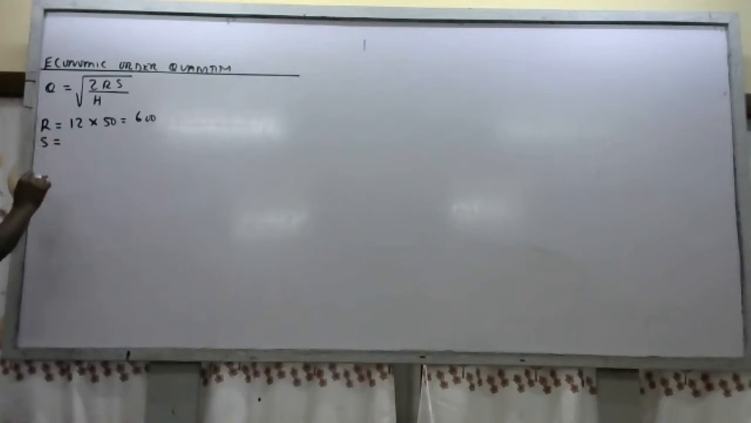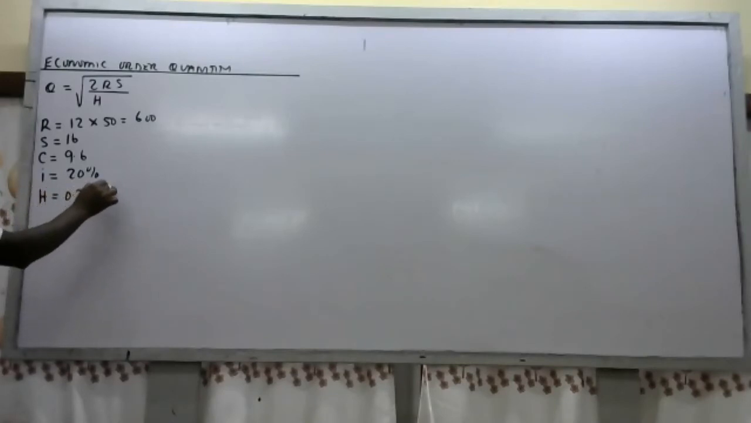The next one is ordering costs. Ordering costs, somewhere there you read, it is how much? 16. Yeah, it is 16. Purchase costs, you must have found out it was 9.6 per box. Then I, the cost of capital, you are told it is what? 20%. So H should be 0.2 times 9.6. That is 1.92.